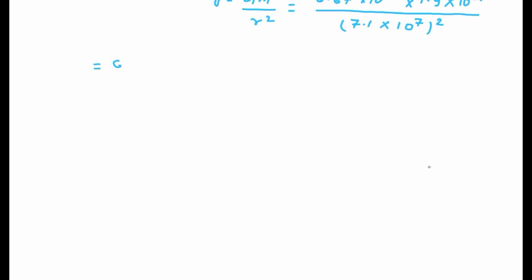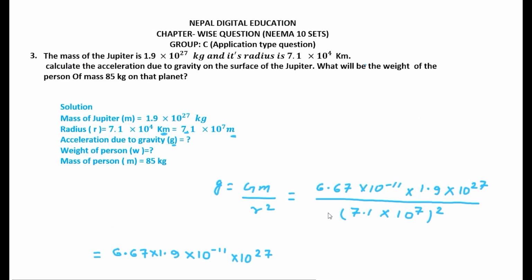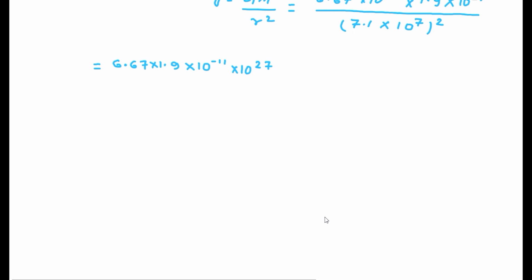So first of all arrange 6.67 into 1.9 into 10 to the power minus 11 into 10 to the power 27. So it is 10 to the power 27, and the value of r is 7.1 whole square, means 7.1 into 7.1 into 10 to the power 7 whole square, means 10 to the power 7 into 10 to the power 7.